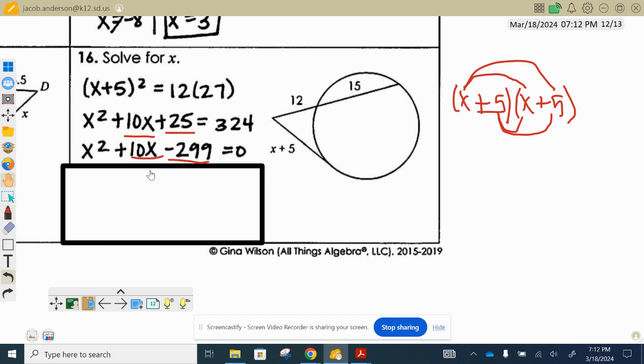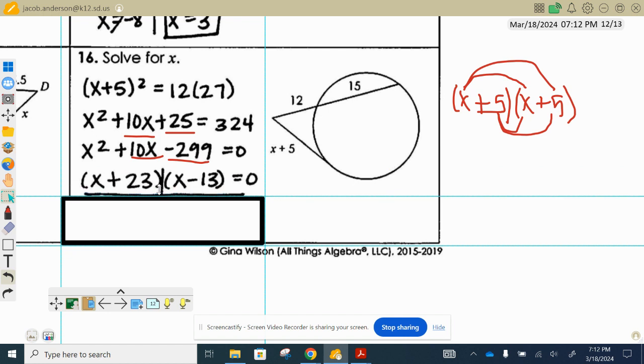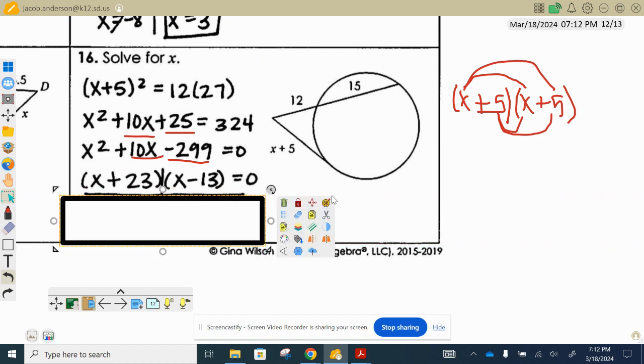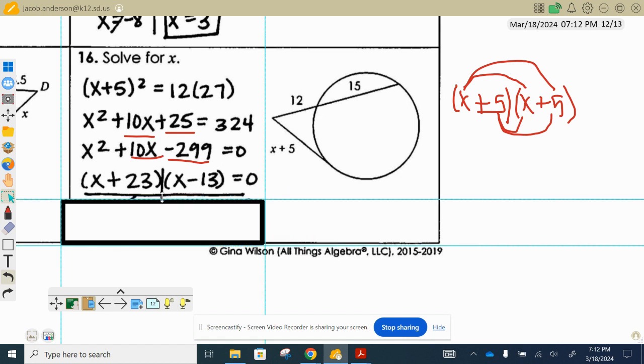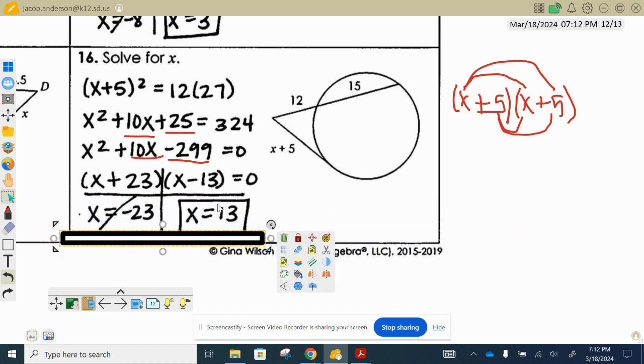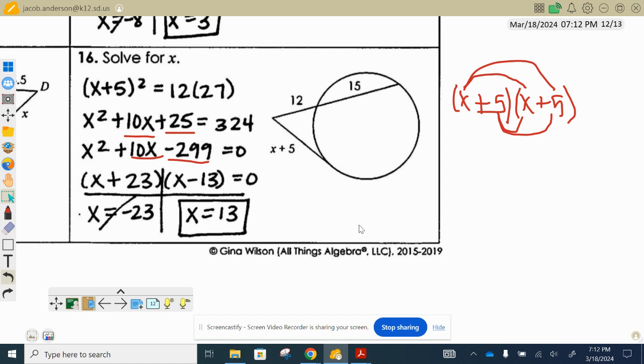That one might take a second. I don't think you need to pause it anymore. Let's just go through what the answer is. It looks like 23 and -13 are the two factors. And then when I solve, of course, it's the opposite. So it would be the +13 as my final answer.